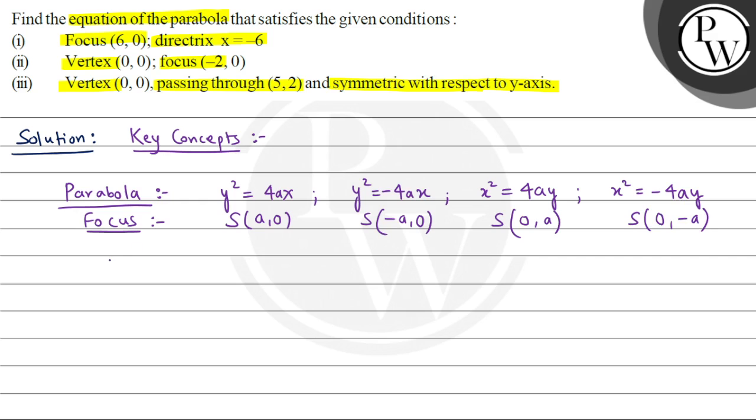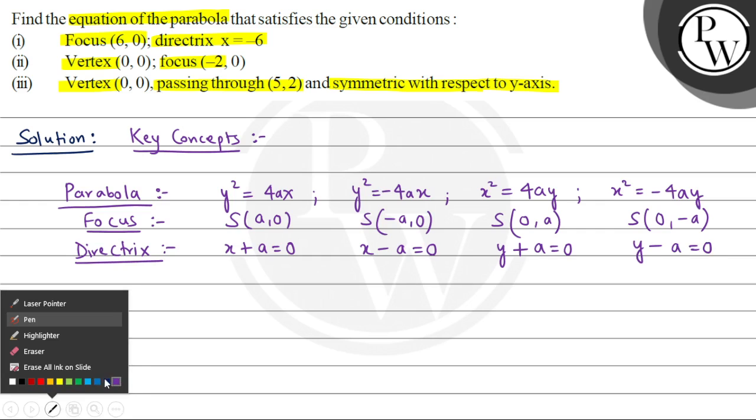Similarly, the equation of the directrix. For the first parabola we have x plus a equals 0. For y square equals minus 4ax, the directrix equation is x minus a equals 0. For x square equals 4ay, the equation of the directrix is y plus a equals 0. And for x square equals minus 4ay, the equation of the directrix is y minus a equals 0.